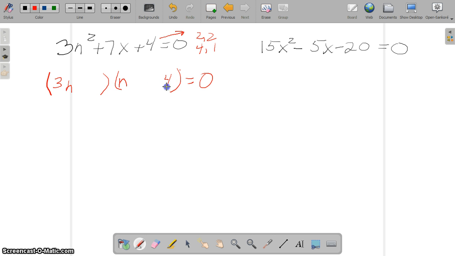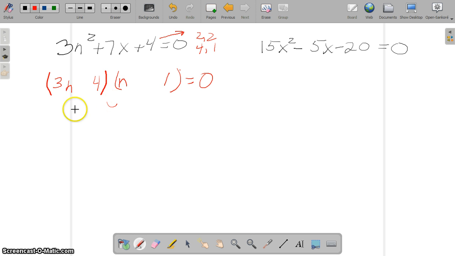So I'm going to put 4 here and 1 here. When I do inners and outers, I get a 1n and a 12n. Is that going to in any way get me 7n? Hopefully you're saying no, it's not. So that is not going to work. I am going to get rid of those two and try them in a different order. I'm going to put my 4 here and my 1 here and see how that goes.